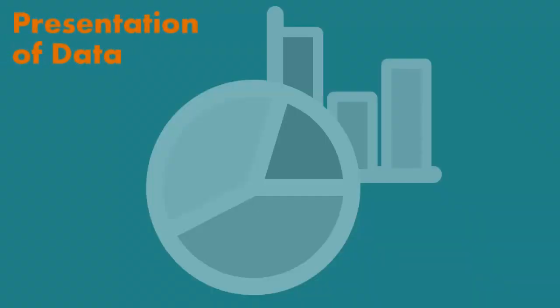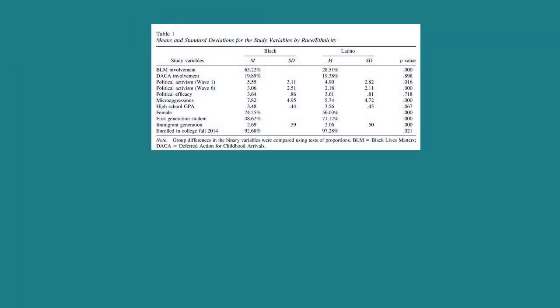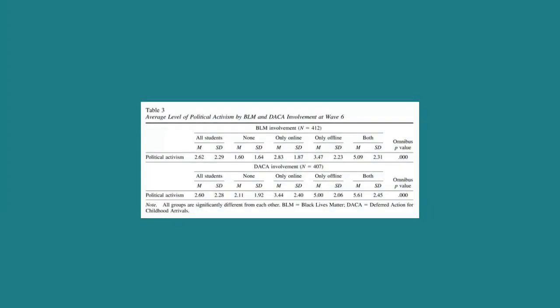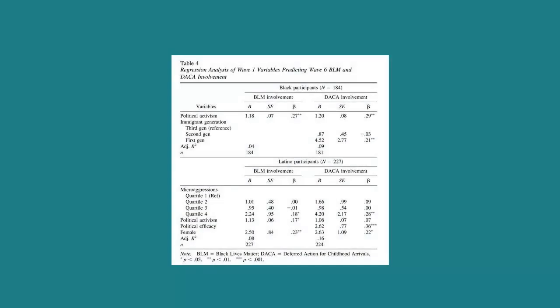Now let's look at the article's presentation of data. You will find 4 tables that report on the study. Study variables by race, Black Lives Matter and Deferred Action for Childhood Arrivals, or DACA, involvement by race, ethnicity, and gender, average level of political activism, and predicting Black Lives Matter and DACA involvement. Do these tables help you understand the impact of the study better? Why or why not?